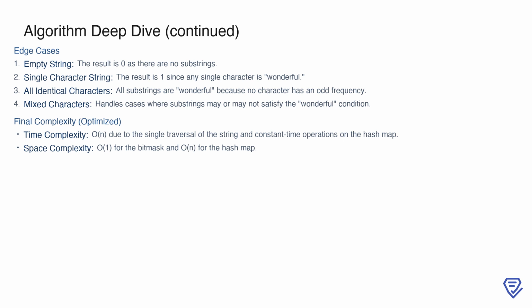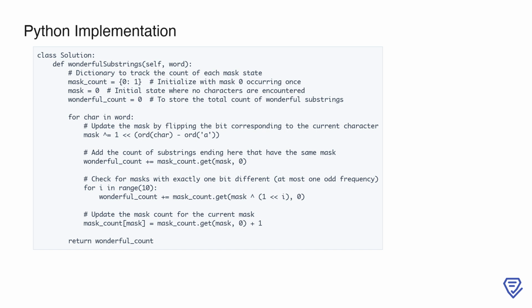The optimized approach is highly efficient, with a time complexity of O(n) due to the single traversal of the string and constant time operations on the hash map. The space complexity is O(1) for the bit mask and O(n) for the hash map, making it scalable even for large inputs. This combination of speed and efficiency makes the optimized solution well suited for solving the problem of counting wonderful substrings. The provided solution efficiently computes the number of wonderful substrings in the given string word.